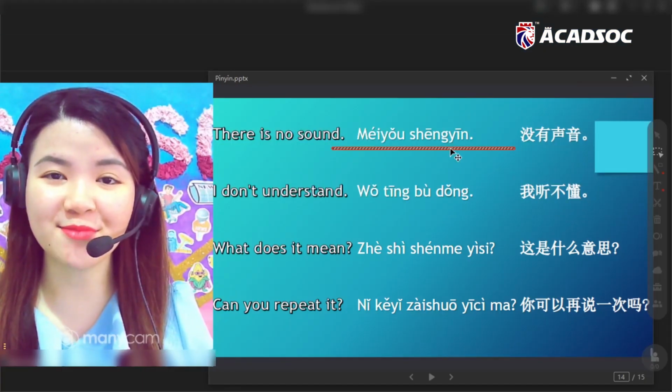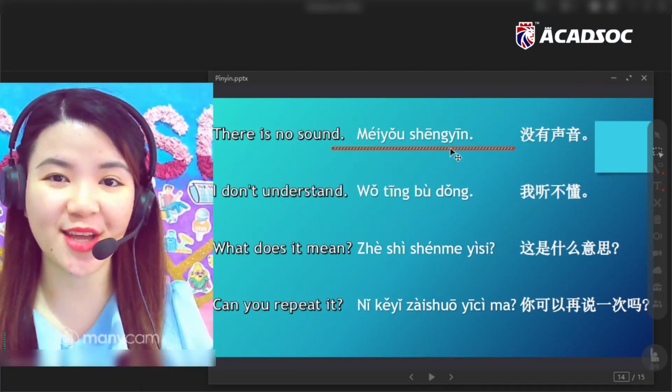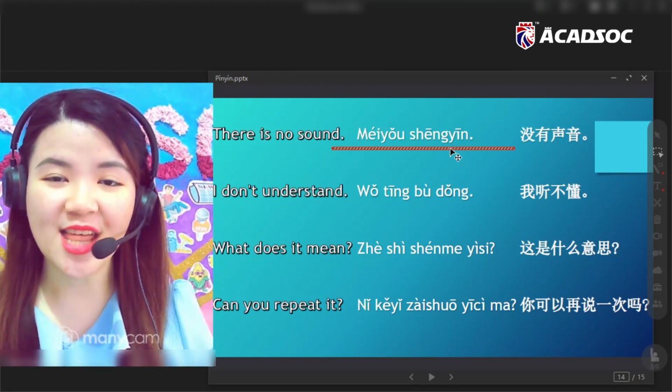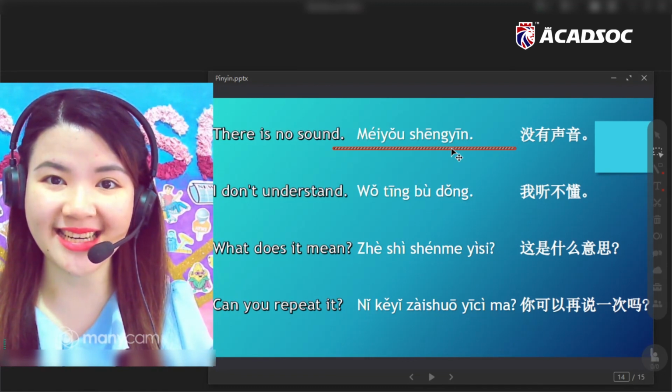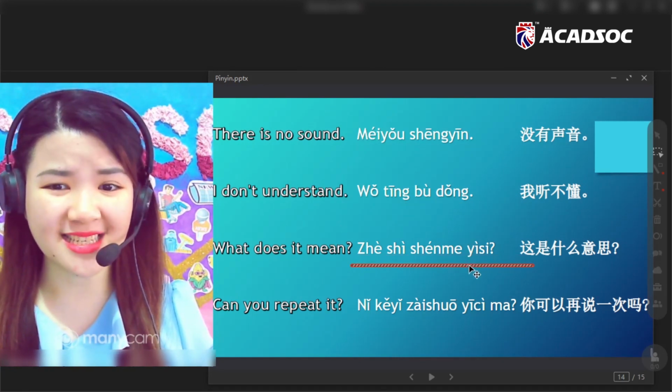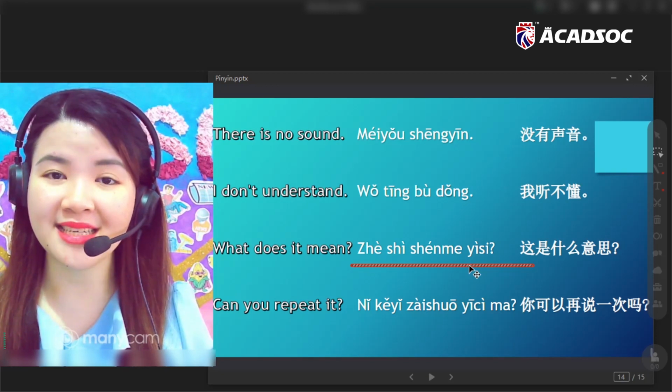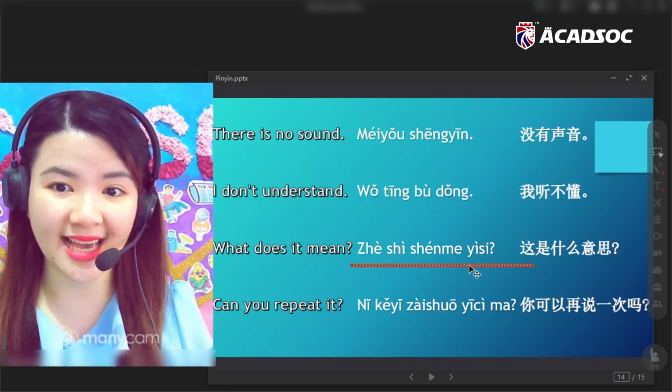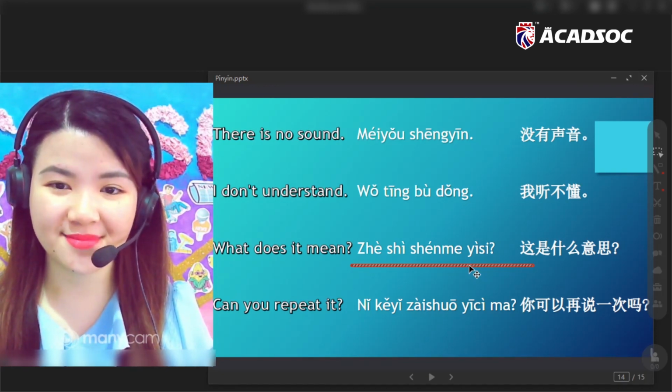Now let's learn some common phrases our students and their parents say in class. There is no sound. 没有声音. I don't understand. 我听不懂. What does it mean? 这是什么意思? Or they just say, 什么意思?